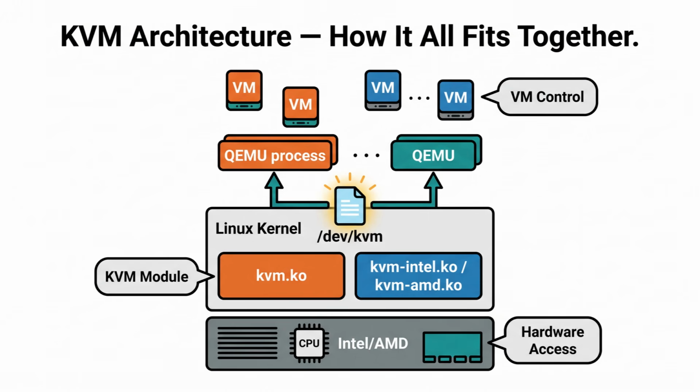Let's look at how KVM actually works. KVM turns the Linux kernel itself into a Type 1 hypervisor. Here's the magic. KVM adds 2 kernel modules, kvm.ko and kvm-intel.ko or kvm-amd.ko, depending on your processor. These modules expose a special file called /dev/kvm. Any program can use this file to create and manage virtual machines. The kernel then handles memory, CPU scheduling, and hardware access for those VMs.